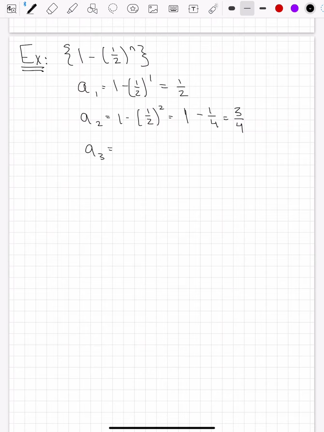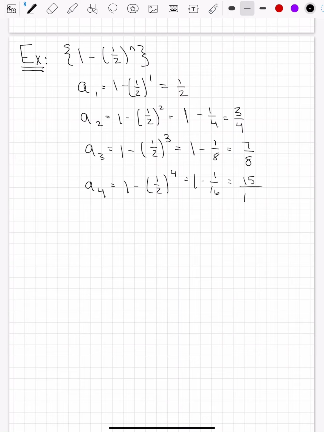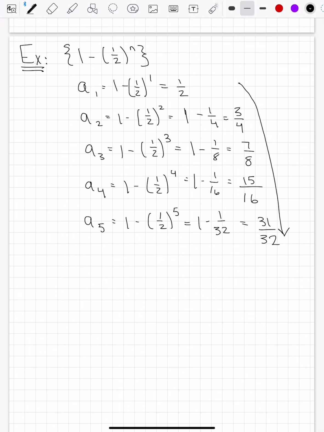And then A3 is going to be 1 minus 1/2 cubed, which is 1 minus 1/8, so that means we're left with 7/8. And then A4 is 1 minus 1/2 to the 4, which is 1 minus 1/16, so that means we're left with 15/16. And then A5 is 1 minus 1/2 to the 5th, which is 1 minus 1/32. So that's 31/32.